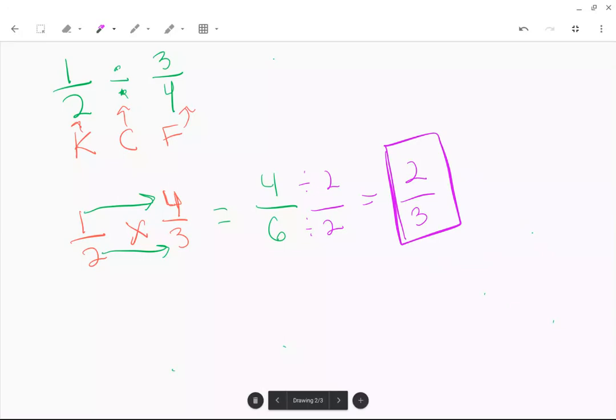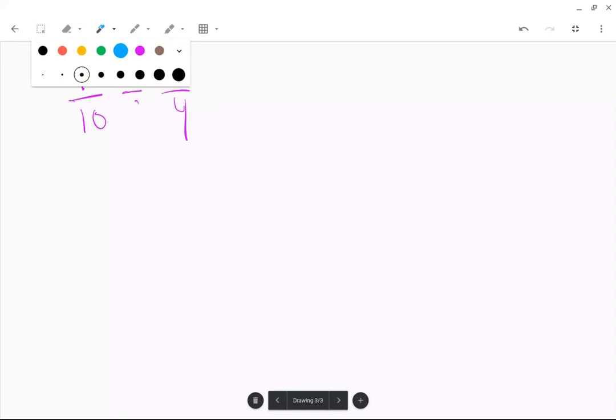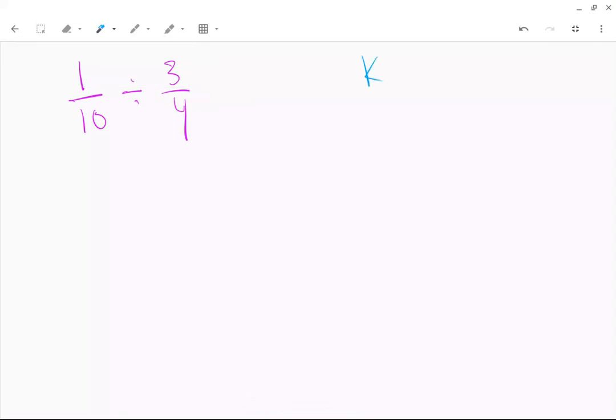Okay, let's try to do another one really quick. Let's see, if I have 1/10 divided by 3/4. So I have 1/10 divided by 3/4. Remember, we're going to do keep, change, flip. Keep, change, and flip.